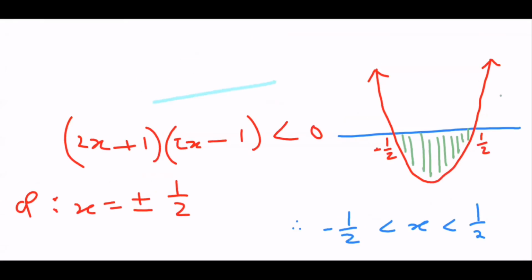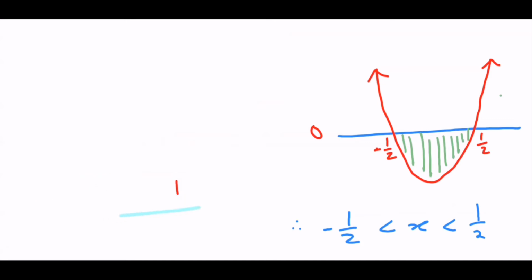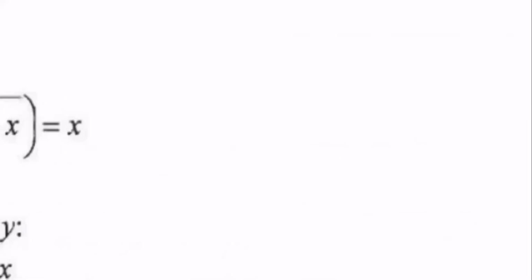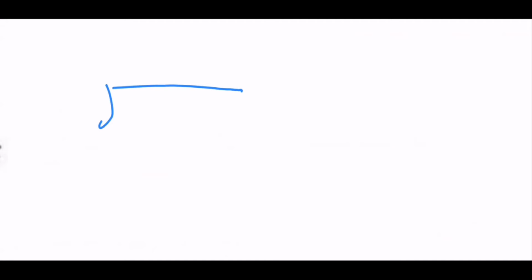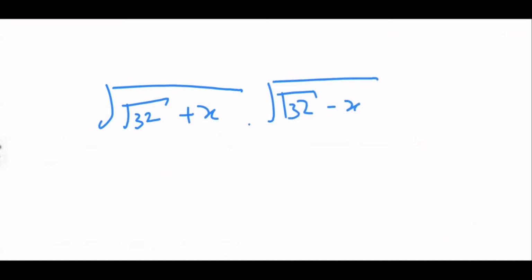So let's move on to the next question. The next one is a third equation, but it looks a bit funny. Let me just see if I remember it. Square root 32 plus x. Okay, square root 32 minus x. So we have the square root of 32 plus x times the square root of 32 minus x, and this is equal to x. So they just put nice brackets around it, but those brackets mean that you'll be multiplying the 2 square roots.